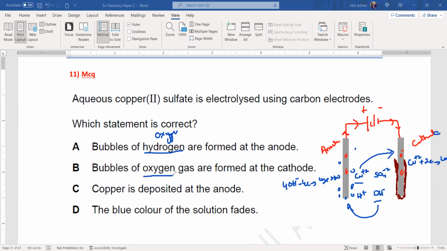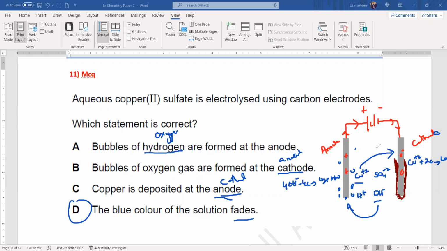Why is this statement wrong? The oxygen gas is formed, but it is not formed at the cathode, it is formed at the anode. Why is this wrong? Copper is not deposited at the anode, copper is deposited at the cathode. And the blue color of the solution fades.